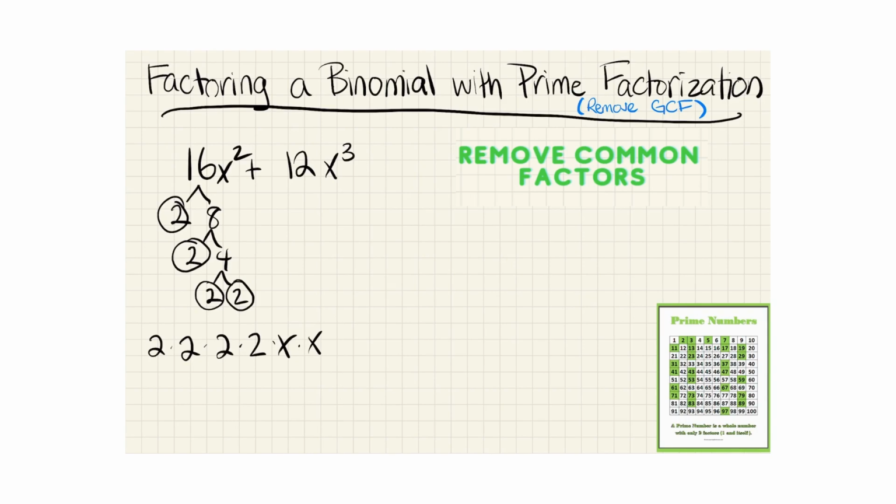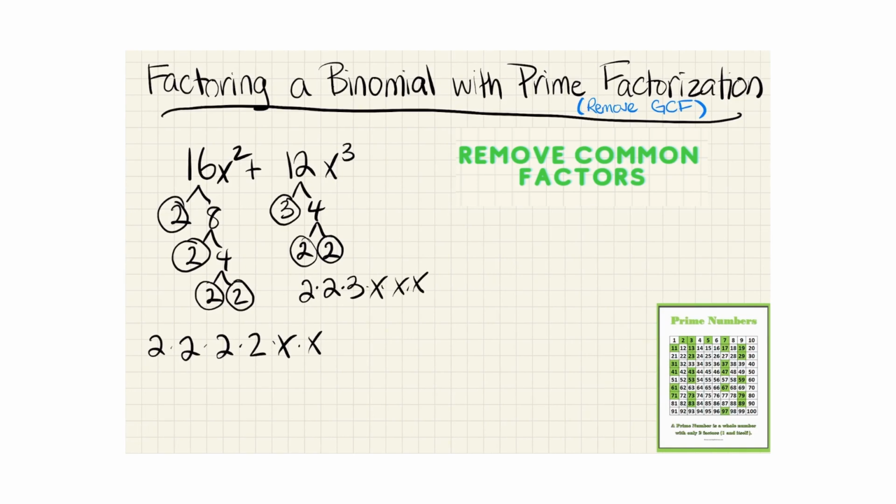We're going to do the same thing with the second term. So we have 12 over here. What makes 12? 3 times 4. 3 is prime. What makes 4? 2 times 2, and they're both prime. So our numbers we have for this first one are 2 times 2 times 3. And then we're going to go ahead and look at our variables. We have x to the power of 3, which means we have 3 x's.